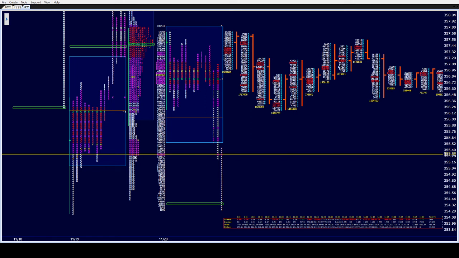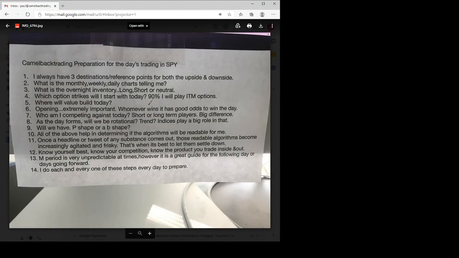I do these steps each and every day. Now, they seem like a lot. Are they a lot? I don't believe so. Again, once you start doing them on a daily basis, it'll come to you second nature.